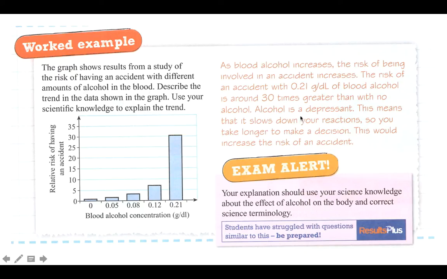And then they've used their scientific knowledge to explain what alcohol is and how in the short term that can increase your risk of an accident. That's what's said down here. It says your explanation should use your science knowledge about the effect of alcohol on the body and correct science terminology. The terminology is the fact that they've said it's a depressant, and they've also said that it slows down your reactions.